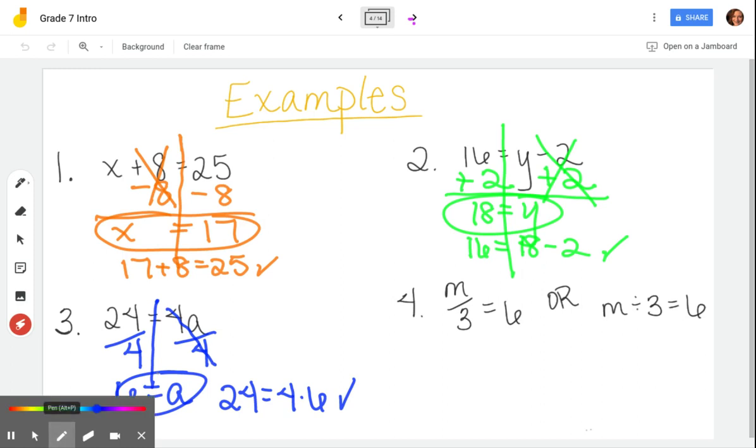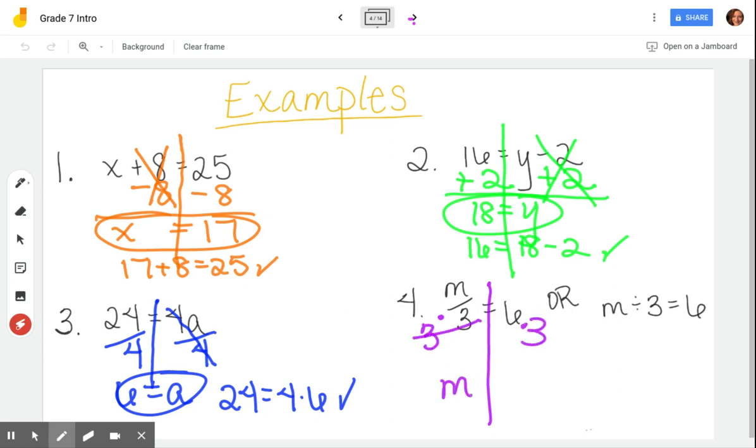One more on this page. A fraction bar, I just mentioned, it really just means divide. So I could see it with a fraction bar, or I could see it with the actual division sign. But to cancel out division, I need to multiply. All of my attention goes on the side with the variable. So all of my attention is going on the left. The opposite of dividing by 3 is multiplying by 3. Those cancel. And I get m equals 18.